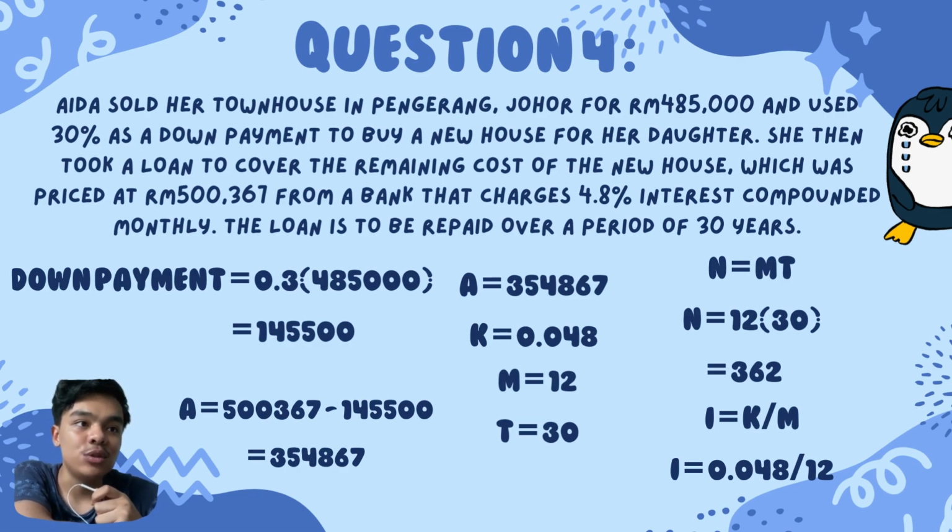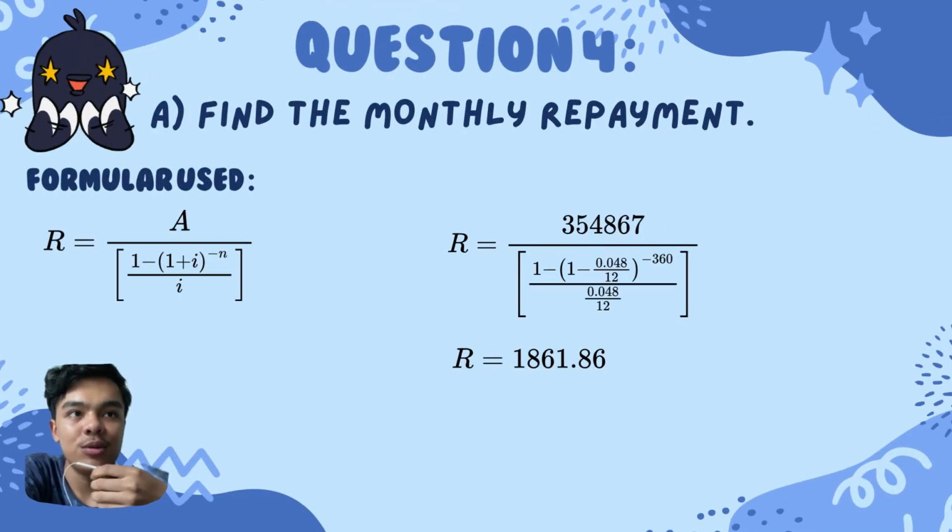0.048, M equal to 12, T equal to 30, N which is MT, so we have to calculate 12 multiplied by 30, and then we will get N equal to 360. I equal to K over M, so I equal to 0.048 divided by 12. For question A, find the monthly repayment, which is equal to R.